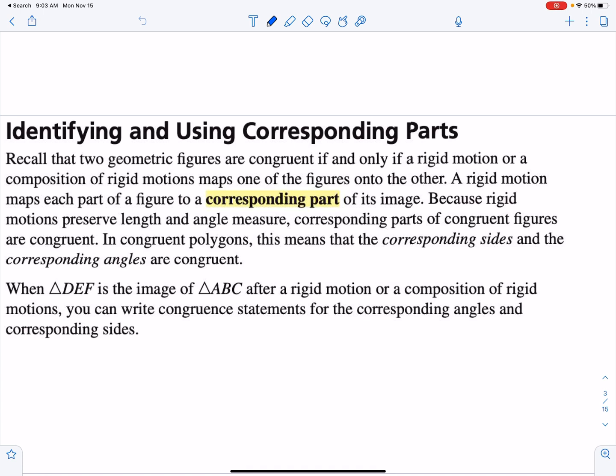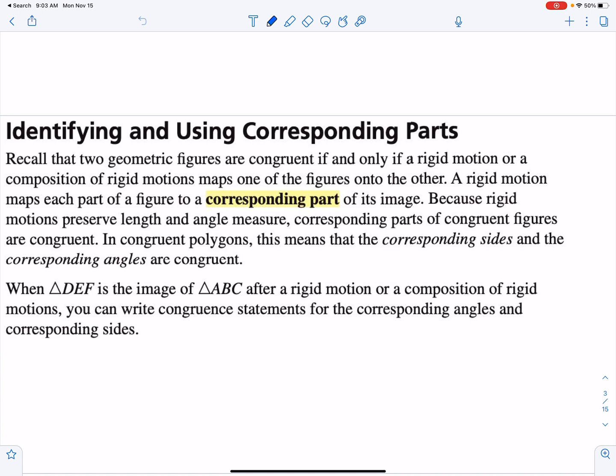So it says, recall that two geometric figures are congruent if and only if a rigid motion or a composition of rigid motions maps one of the figures onto another. We talked about that last chapter with transformations. It says a rigid motion maps each part of the figure to a corresponding part of its image. Again, corresponding parts are the ones that kind of match up. Because rigid motions preserve length and angle measure, corresponding parts of congruent figures are congruent. In congruent polygons, this means corresponding sides and corresponding angles are all congruent.